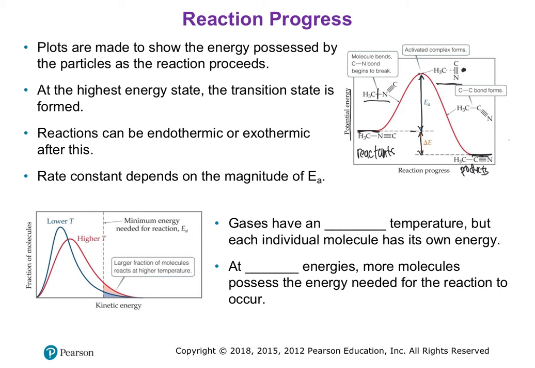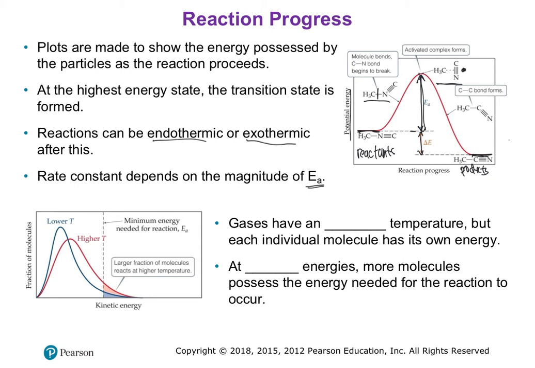So endothermic and exothermic really just have to do with the initial state and final state. It has nothing to do with the activation energy, but our rate constant is going to depend on our activation energy. If I have a really high activation energy, then it's going to be harder for molecules to get over the bump, so it's going to be a slower reaction. If I have a smaller activation energy, then that reaction will go faster. So we'll be able to relate those two concepts together.